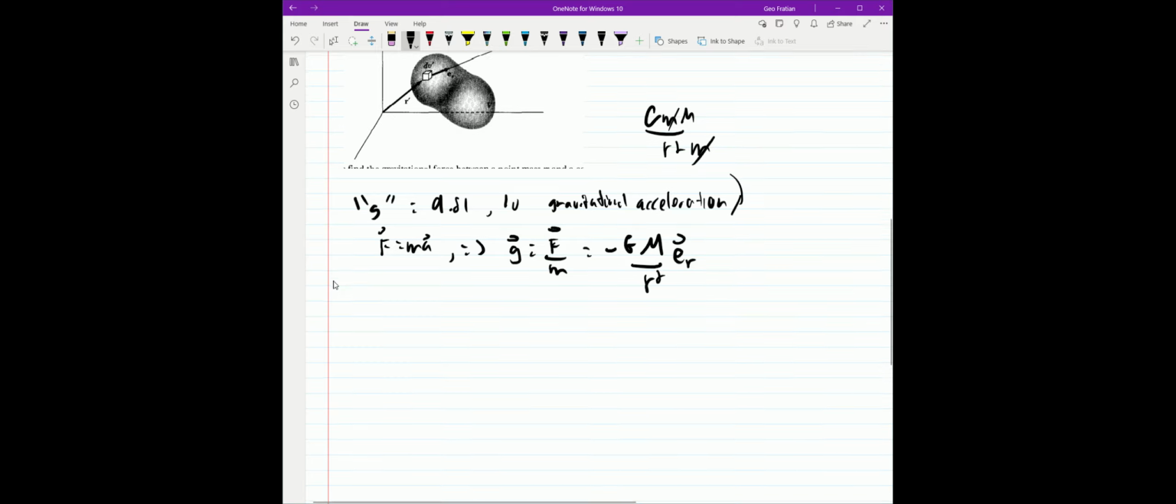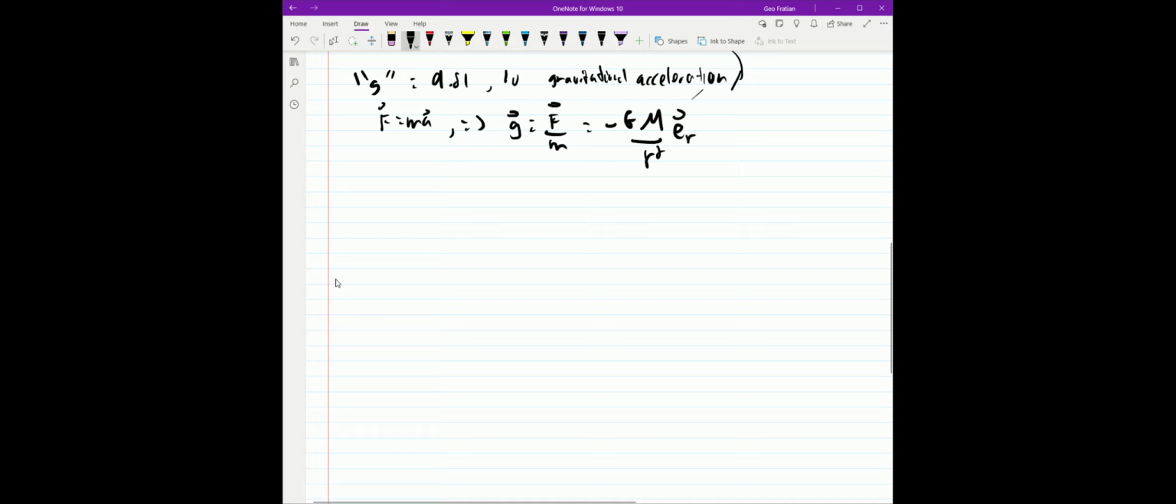In integral form, same thing. We have g, a vector, remember, equal to negative big G times the volume integral of rho of r prime, just your standard volume integral from the density to get mass. Okay, and this is the gravitational acceleration.